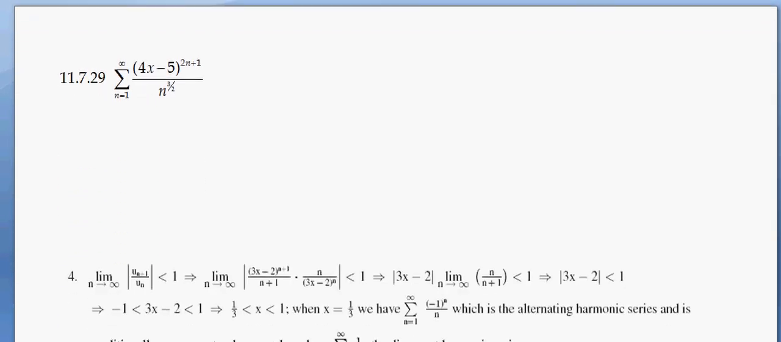Okay, we just have one more example left. So the center of this one is whatever makes 4x minus 5 equal to 0. So that's where 4x is equal to 5, or x equals 5/4. Now let's apply our ratio test. So we're going to get, again, careful when we're replacing n with n plus 1, 4x minus 5 to the 2n plus 3 power.